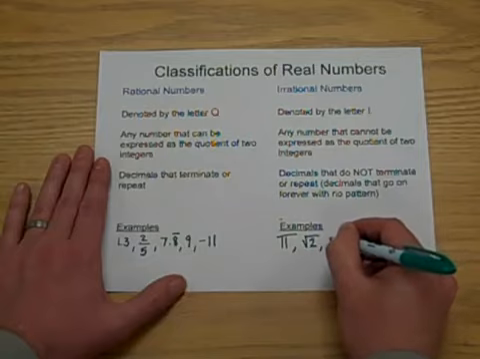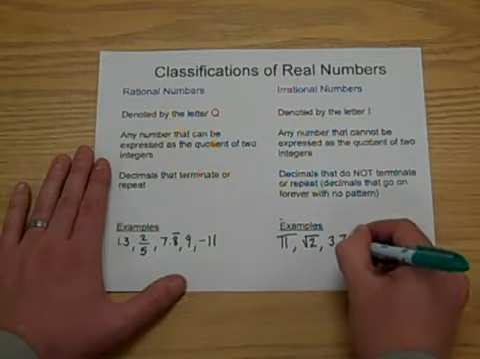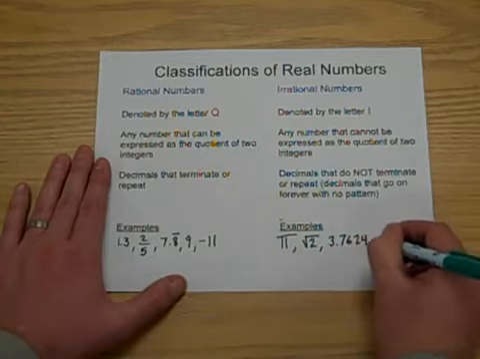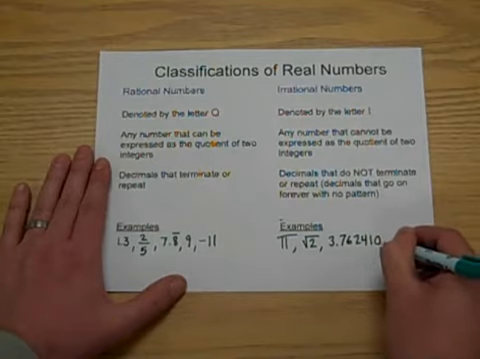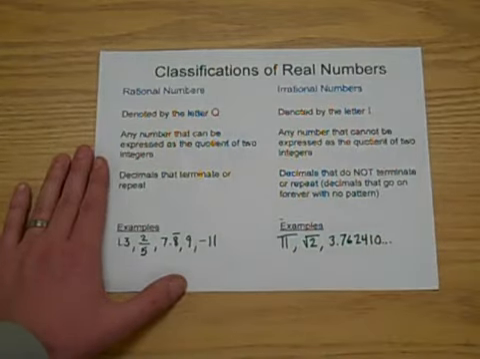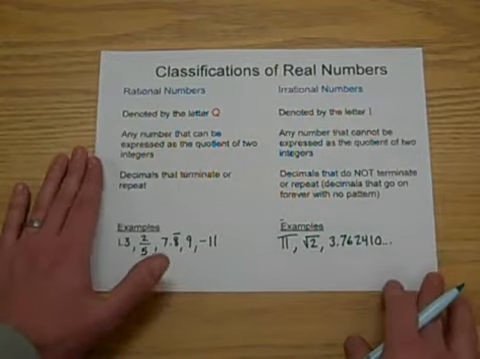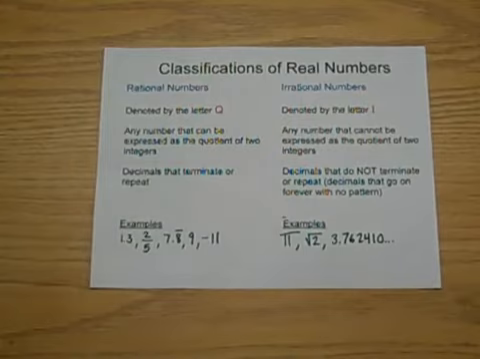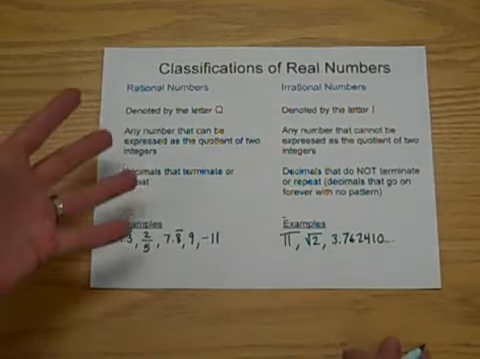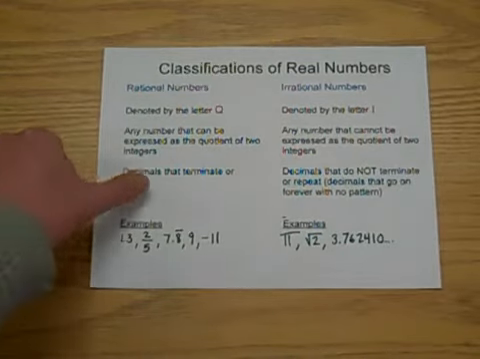I could just make one up. 3.76241... The ... means that it goes on forever. It doesn't have a pattern to it, so it's irrational. So if it's a real number, it can be broken down into one of two sets, rational or irrational. It has to be one or the other.